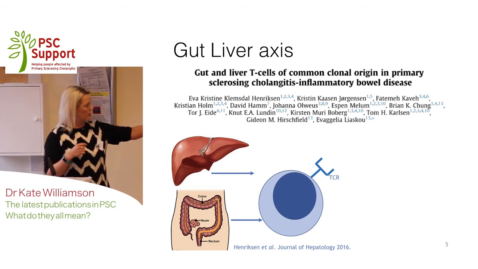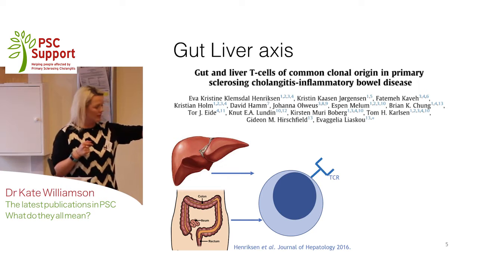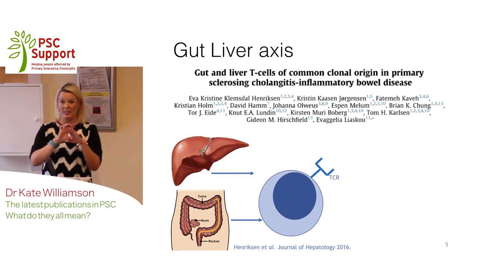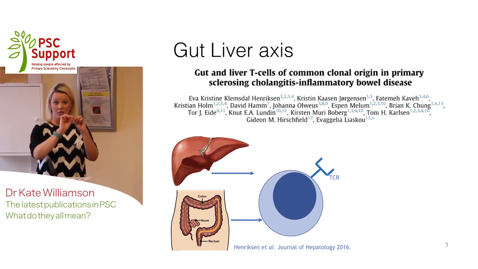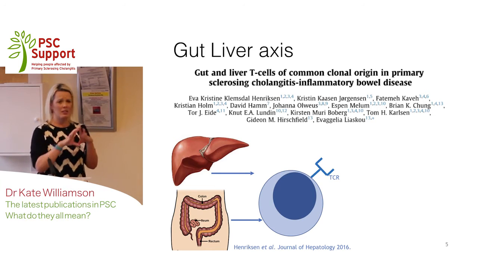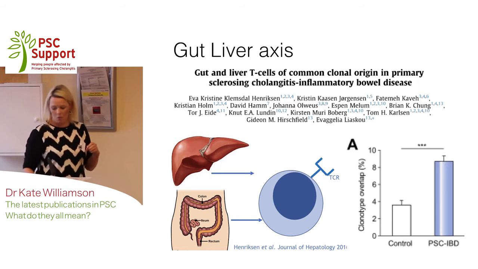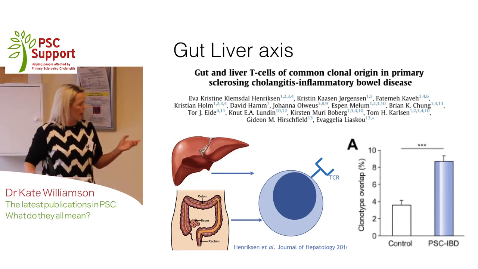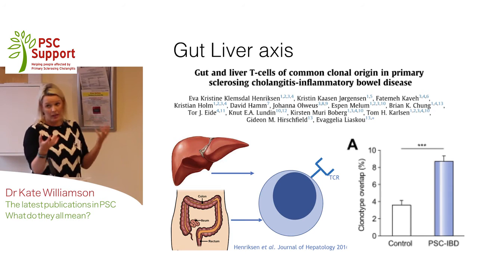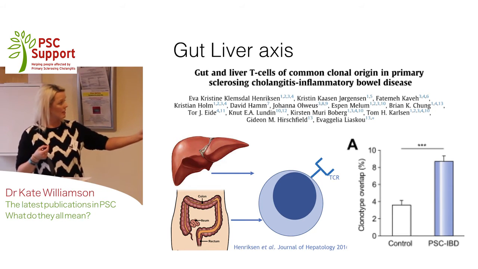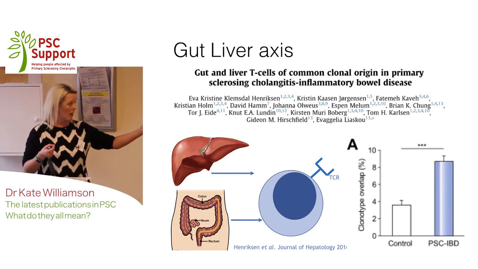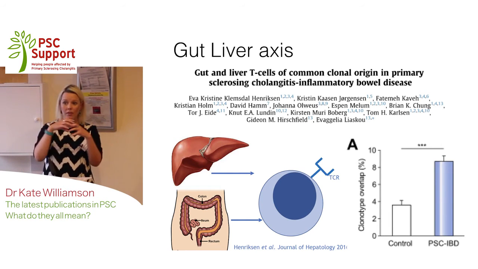And then what they did was they looked at one of the receptors on that cell, the T cell receptor, and they sequenced it. A bit like when you sequence someone's DNA, you can sequence and see exactly the signature of that T cell receptor. And a T cell receptor tells that T cell what bad thing it's going to go and attack. There's a specific T cell receptor for different T cells. And what they found is that there was an overlap between the gut and the liver in both situations, but much more so in the PSC patients. It was 9% compared with about 3.6% in control. So there were more overlapping clones of these immune cells between the gut and the liver in PSC compared with healthy controls.